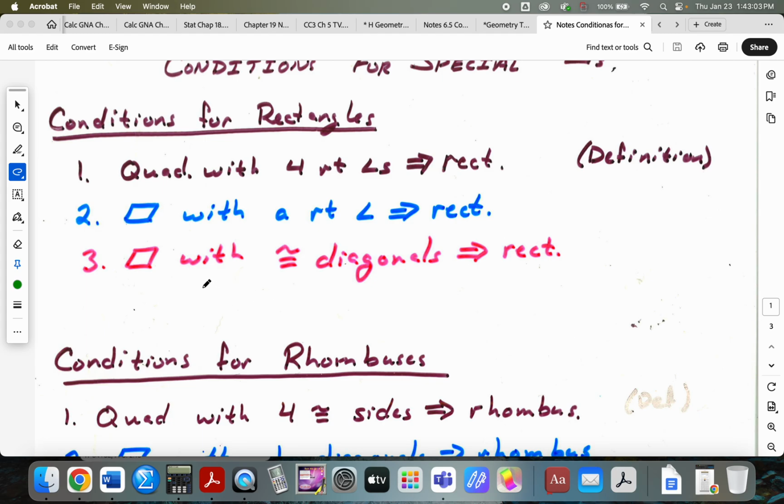The other one is if you have a parallelogram with congruent diagonals, it's got to be a rectangle. In an ordinary parallelogram like this, you've got a long diagonal and a short diagonal. But if you have a parallelogram where the diagonals are the same length, it's got to be a rectangle. It's the only way that that can work. Right? By making the diagonals the same length, you make this have right angles.